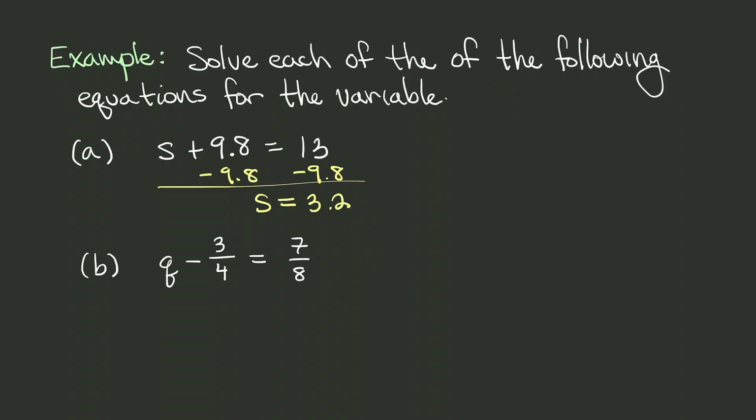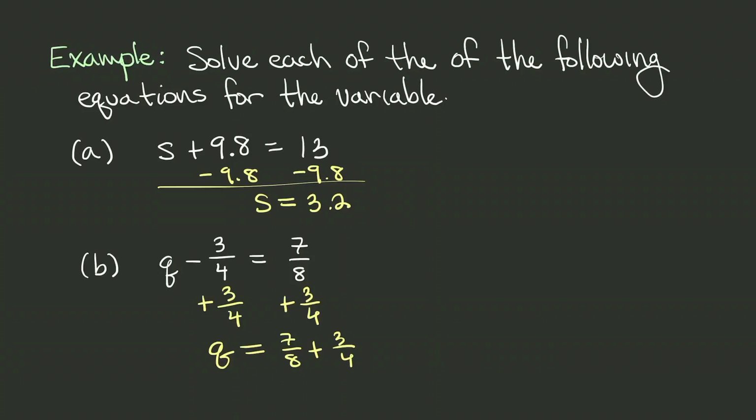In part B, we have q minus 3 over 4 equals 7 over 8. 3 over 4 is being subtracted from q, and that's what keeps q from being by itself. And so we'll do the opposite. We'll add 3 over 4 to both sides. And then q is isolated. This gives us 7 over 8 plus 3 over 4. Now we need to simplify the right-hand side to find the value for q. To do this, we need a common denominator.